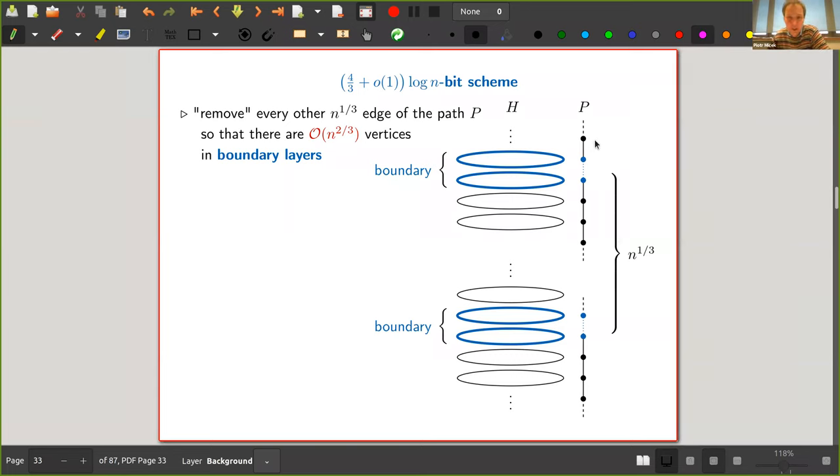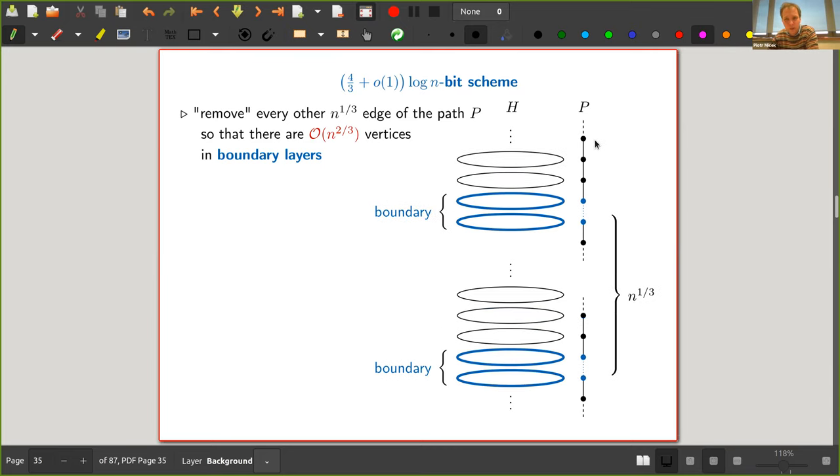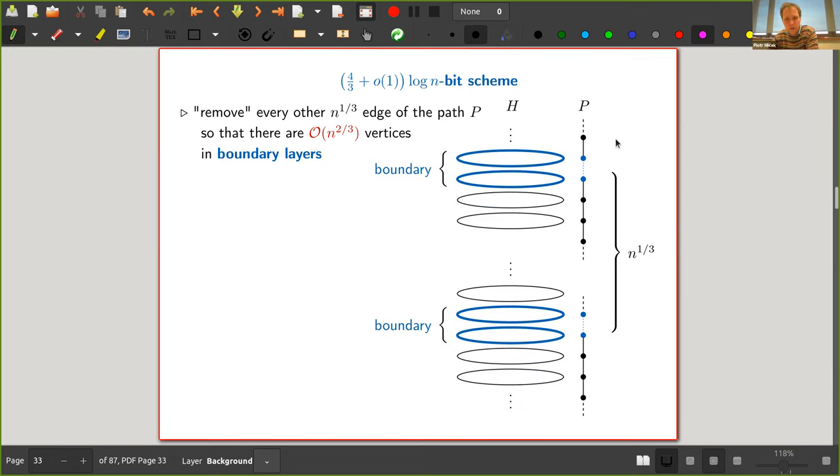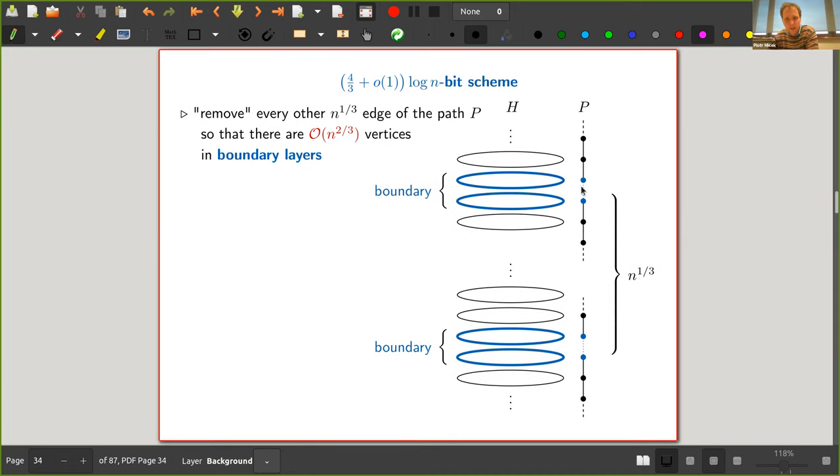Here is a visualization of the product structure. We have a path, and for each vertex of the path, we have a copy of the graph H, which has bounded treewidth. Now our goal is to cut the path into pieces and consider the respective parts of the product independently. We want to cut the path, but do it in a smart way. Smart means that when we cut it, we have a boundary. So we will cut an edge. We remove every n to the 1/3 edge.